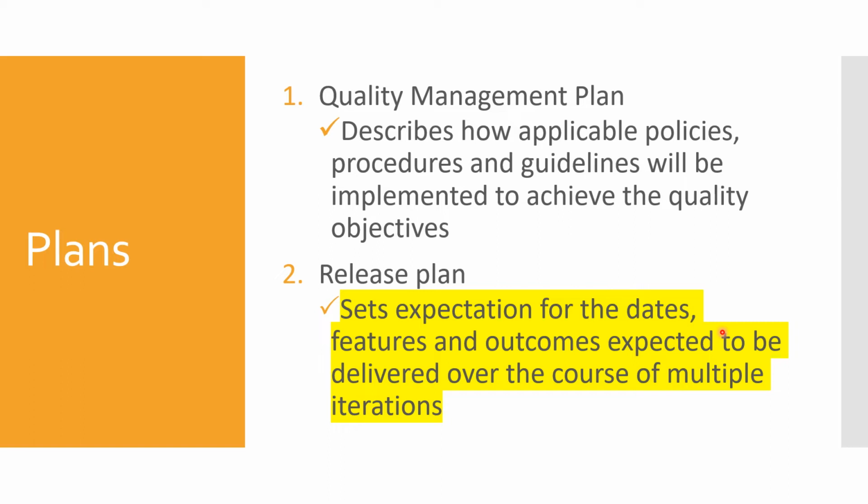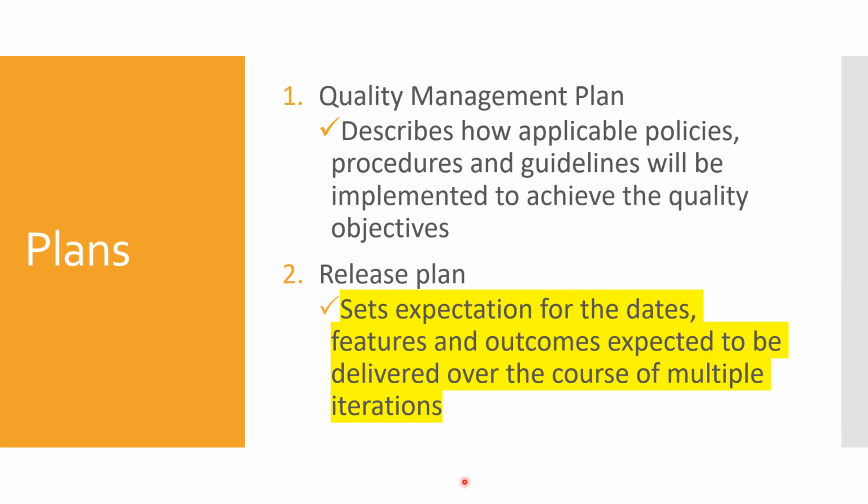The seventh plan is the quality management plan. It talks about how applicable policies, procedures, and guidelines will be implemented to achieve the quality objectives. In a general organization, you might have a quality management system. A matured organization has that QMS. So it talks about how you apply the procedures and policies to achieve the quality objectives.